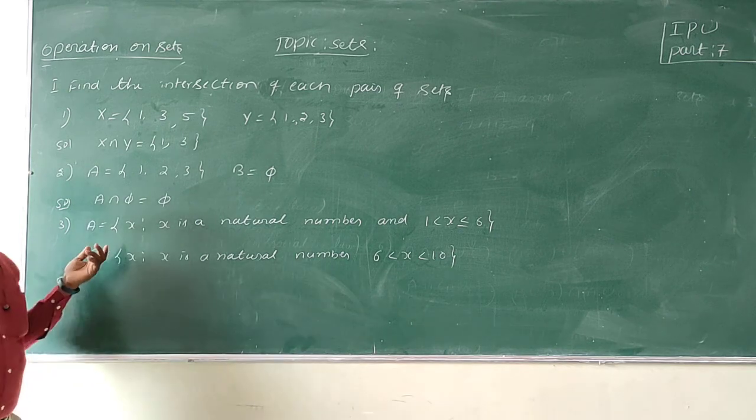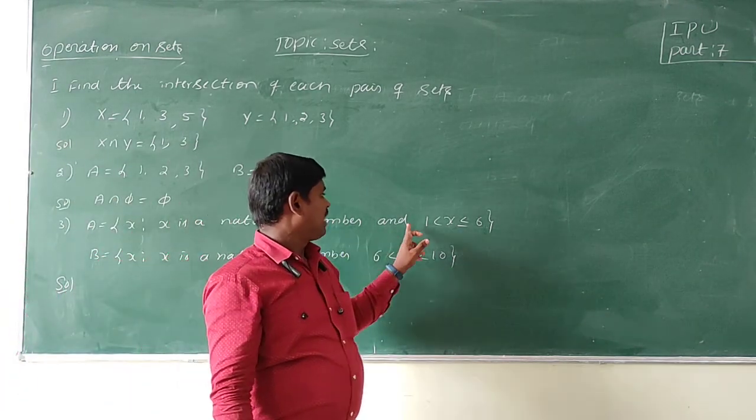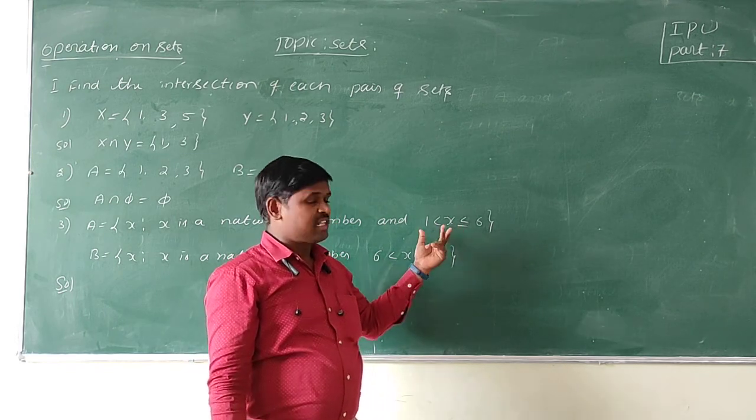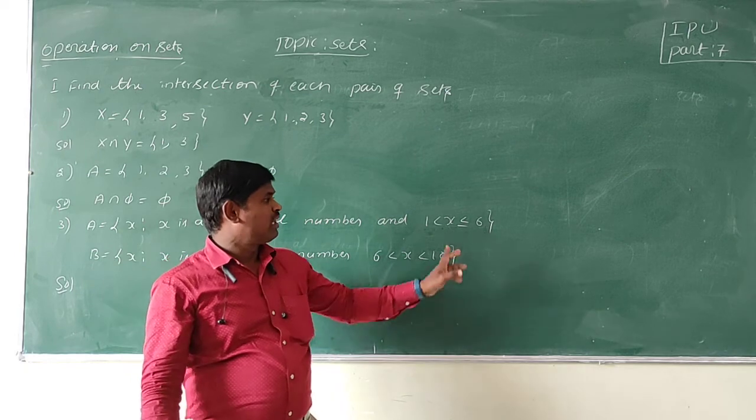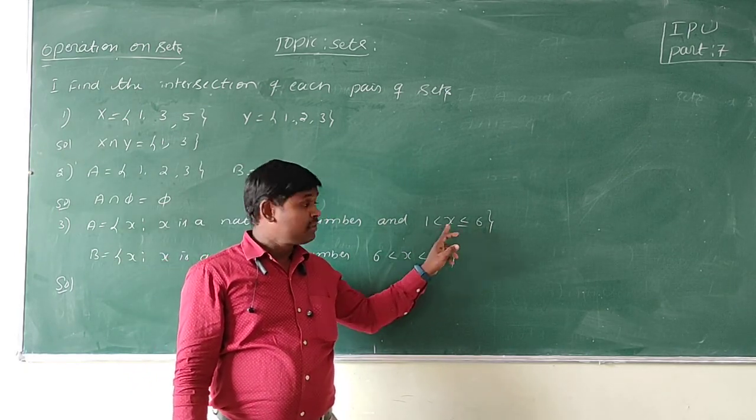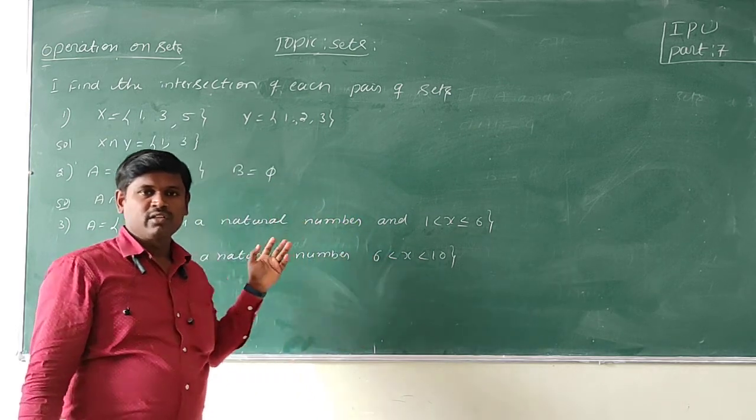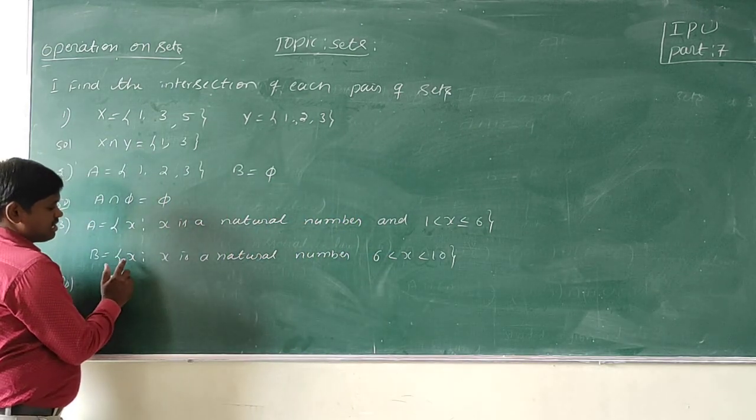Next, the third one. A consists of the elements x, where x is a natural number and 1 < x ≤ 6. That means the natural numbers lying between 1 and 6, excluding 1 and including 6. You already know this from intervals. Similarly, set B consists of the elements x.